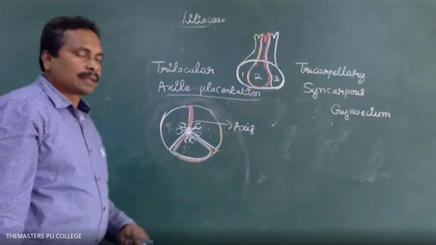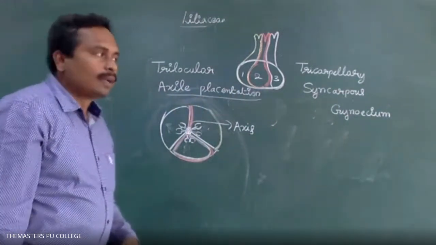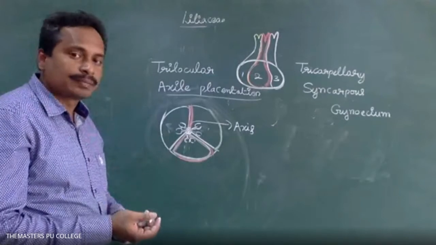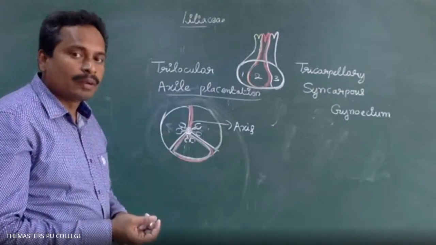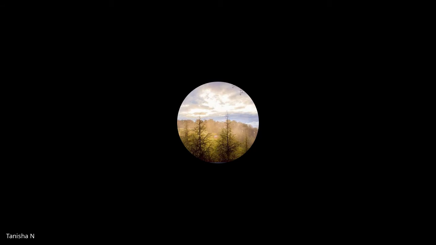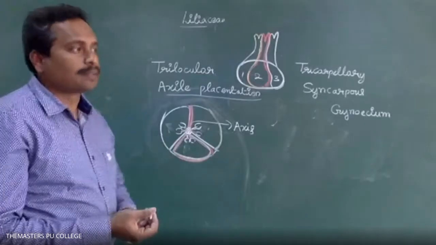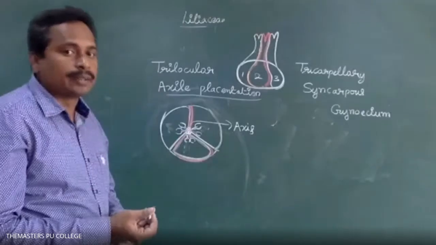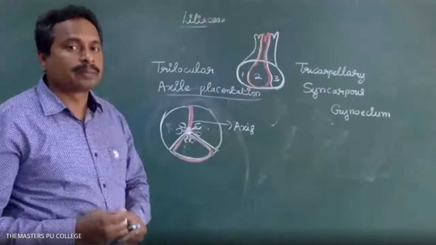Axile placentation. In the Fabaceae family, the placentation is marginal, very good. Marginal placentation. Mustard is one of the examples given, and its placentation is parietal. Parietal placentation is important from the objective point of view.